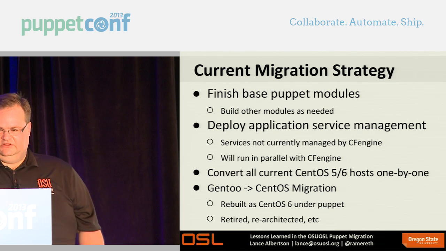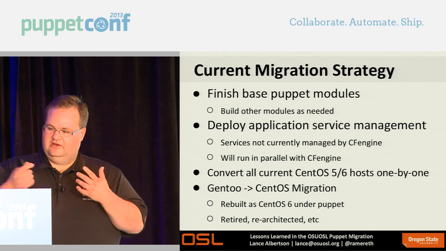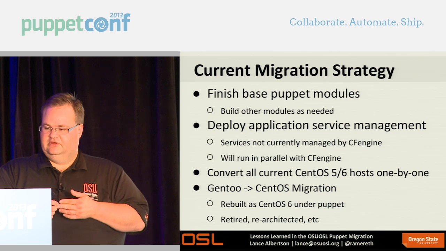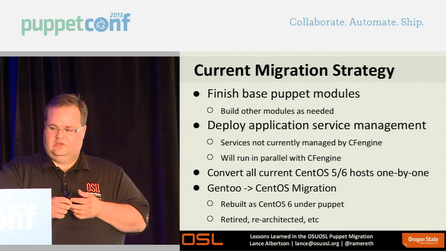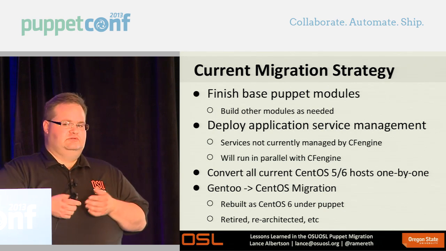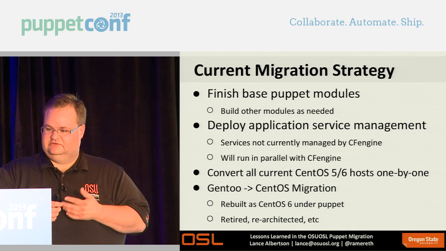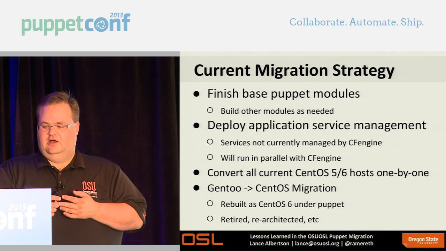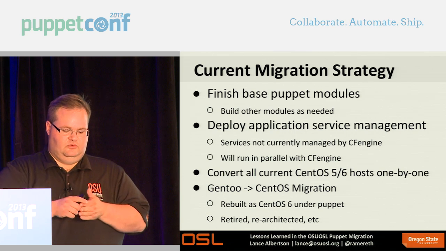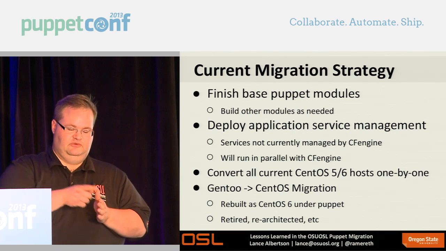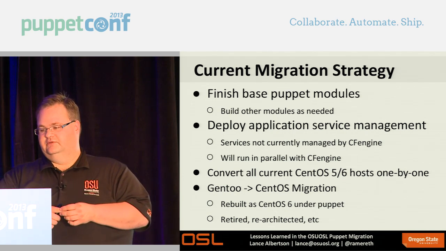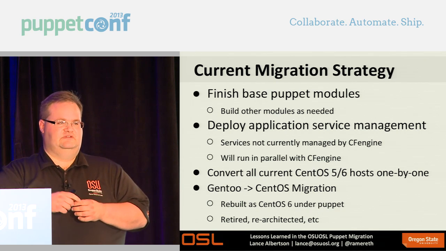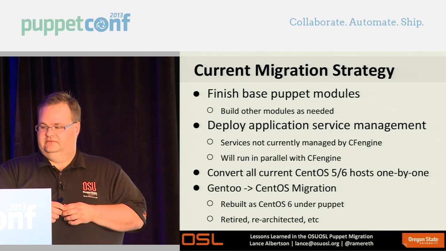So once we get all the stuff migrated over, we'll have finished all of our base modules. Then we'll try to do some application deployments that we want to do with some of our services. So this is if we actually go towards converting everything to Puppet. Maybe we'll have each system as a rebuild, or we try moving over services and so forth. And basically convert all the CentOS hosts over to Puppet.